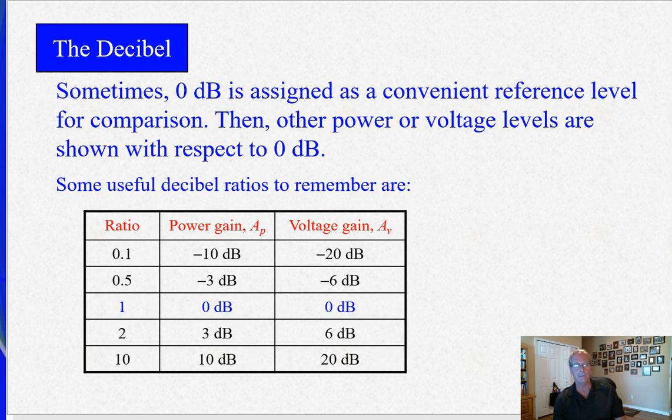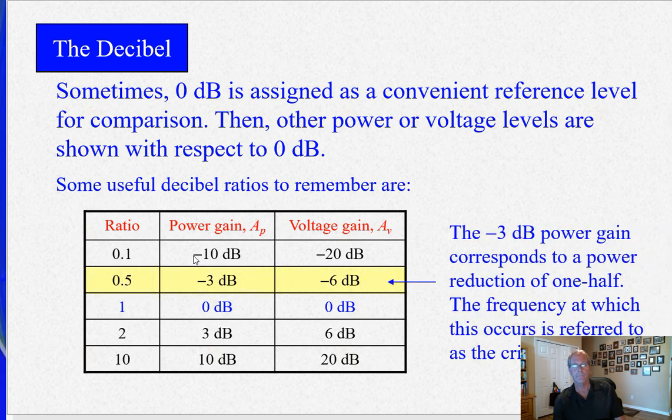Here's a nice 20 dB of power gain. Here's a nice little table here, very handy. Notice 1 is 0 dB, okay? Voltage gain is always double because it's 20 instead of 10 log. Minus 3 dB point for power is the half power point.